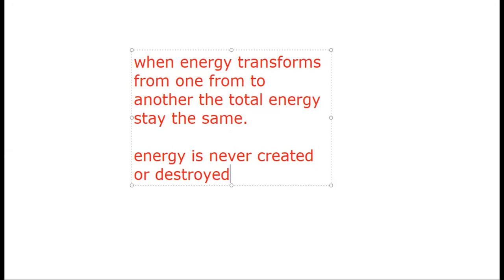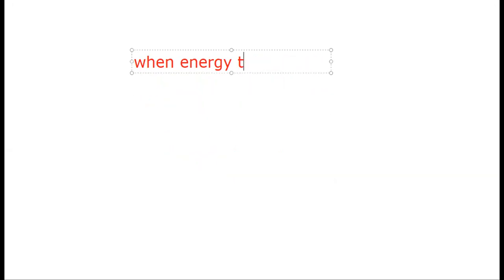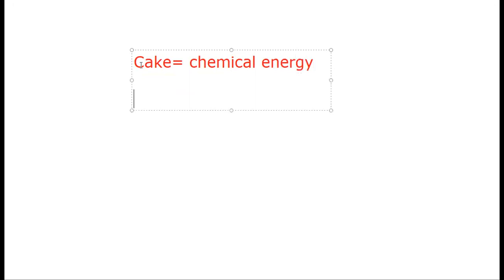Look, I will give you an example. Suppose that we have a piece of cake. There is stored chemical energy in this cake. Do you know how we measure it? We know that energy is measured in joules, but for foods, they also use another unit. Do you know what it is? Calories. The amount of energy in food is always measured in calories. Suppose that this piece of cake has 100 calories.